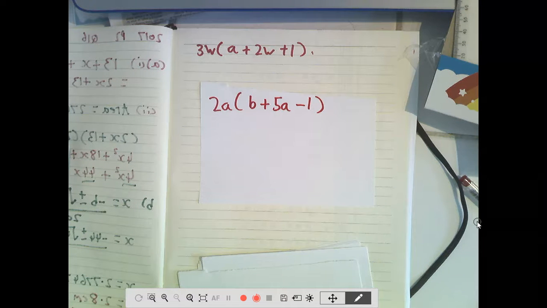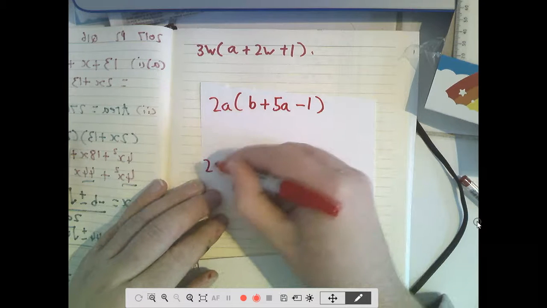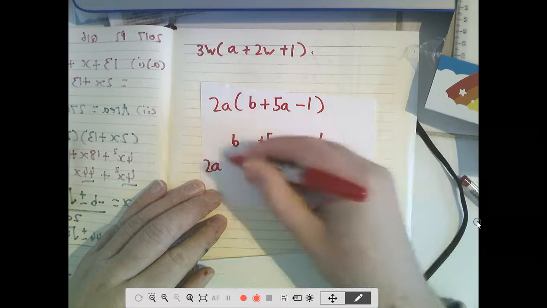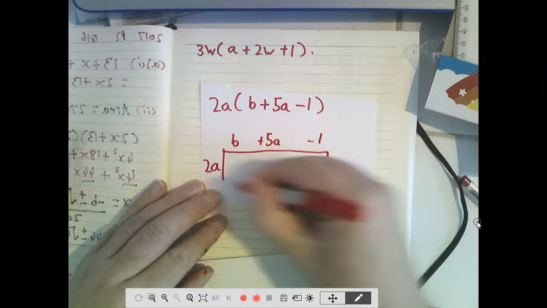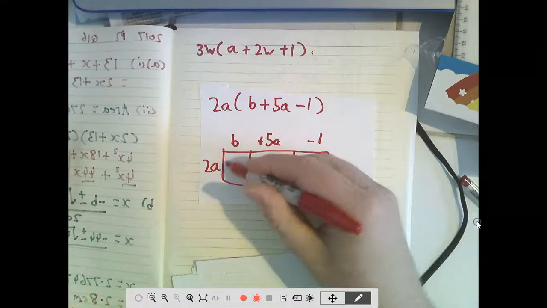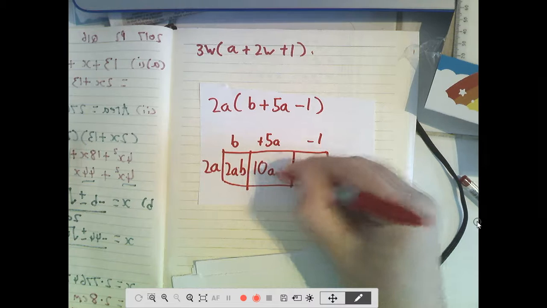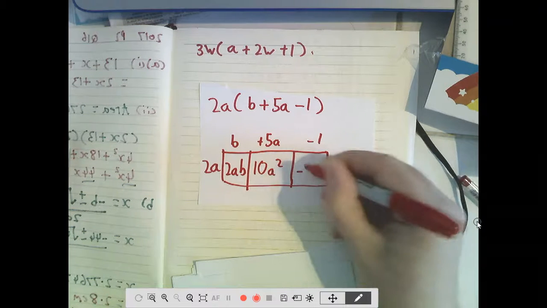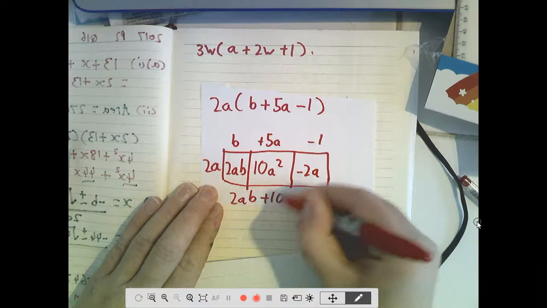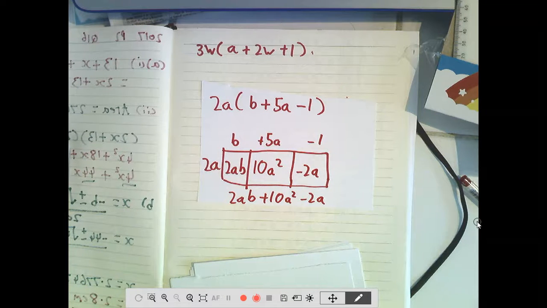Right, okay, so let's have a look. We've got 2a, so we're going to write a 2a here. We've got b plus 5a minus 1. Okay, so 2a times b, 2a times 5a, 2a times negative 1, and so our answer is this. Okay, brilliant.